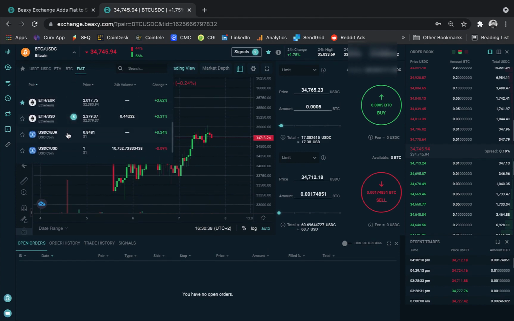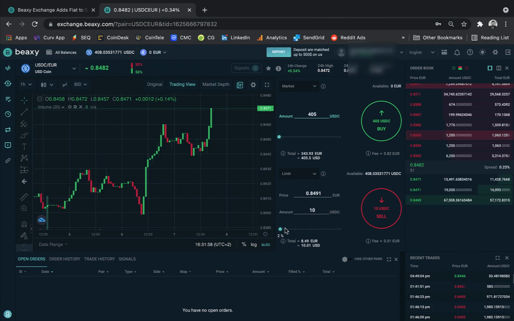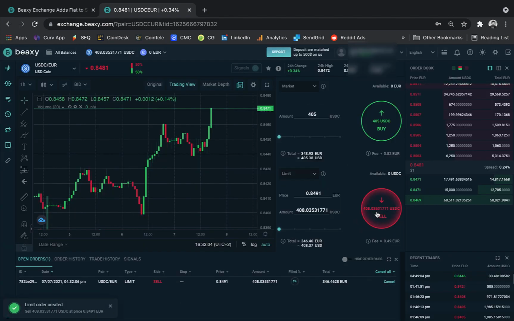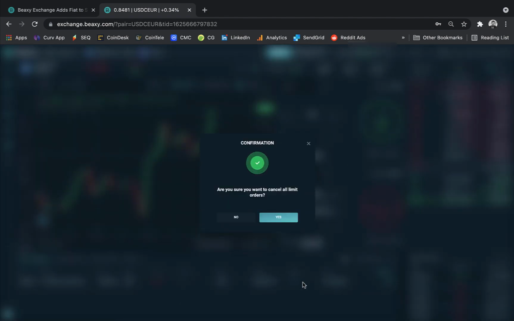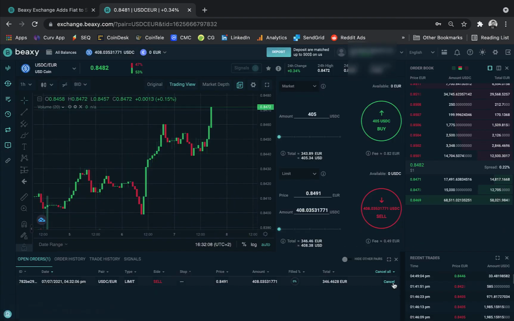Also keep in mind, I'm setting my limit orders at market price because I want this demonstration to go forward, but normally you would try to set more competitive prices for your orders, which would up your chances of actually making a profit on this strategy.